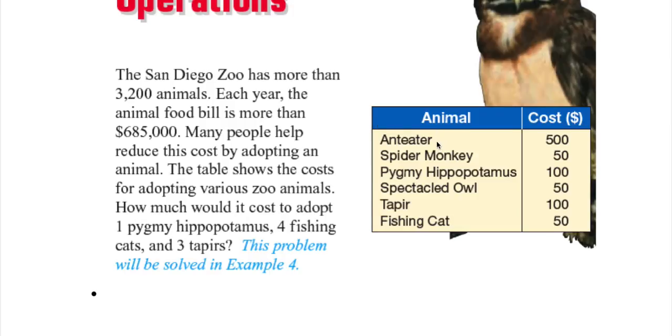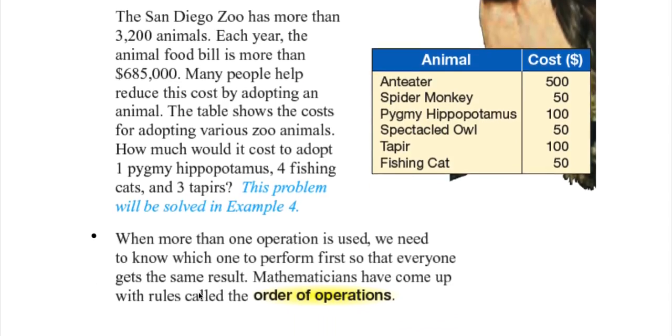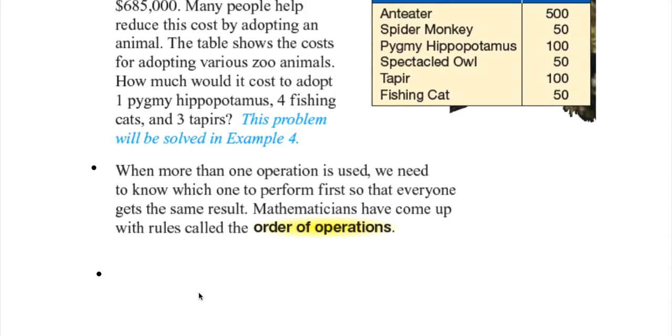And this is your table. An anteater: for you to be able to adopt an anteater, it'll cost you $500. Spider monkey, $50. Pygmy hippo, $100. Spectacled owl, $50. Tapir, $100. And a fishing cat, $50. And a good way to do this is using the order of operations.